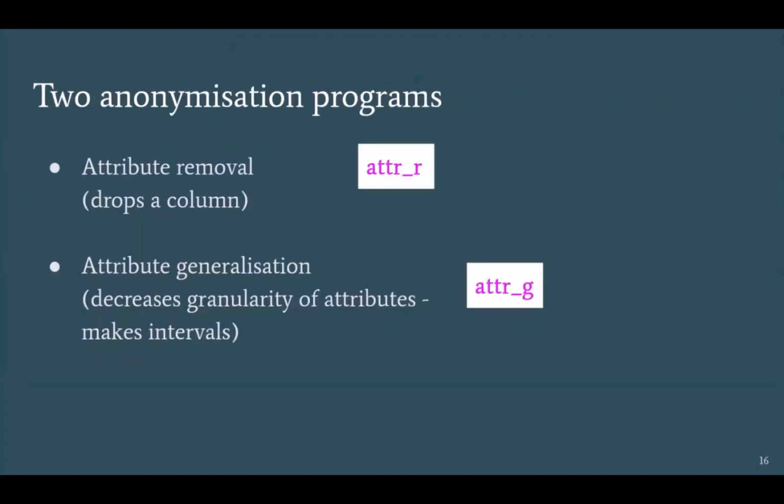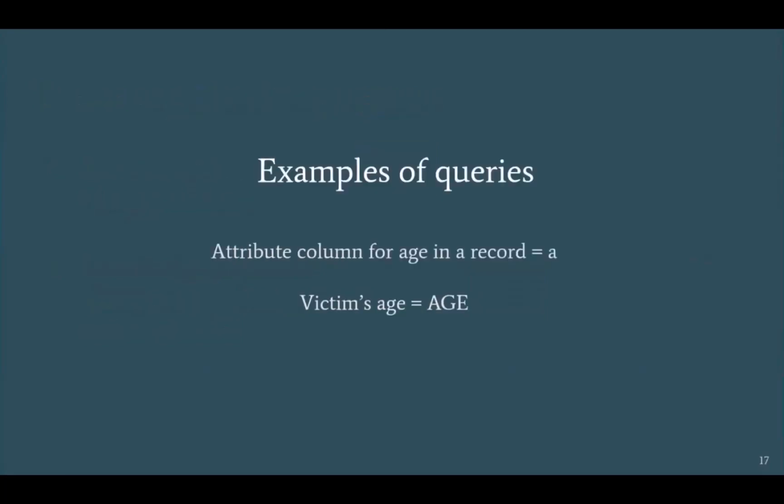So we are using two anonymisation programs. One which will remove an attribute. In our case, it drops the name column in our generated data sets. And then we have attribute generalization, where we decrease the granularity of attributes by making, for example, the age attribute into intervals and then grouping. So this is the example.